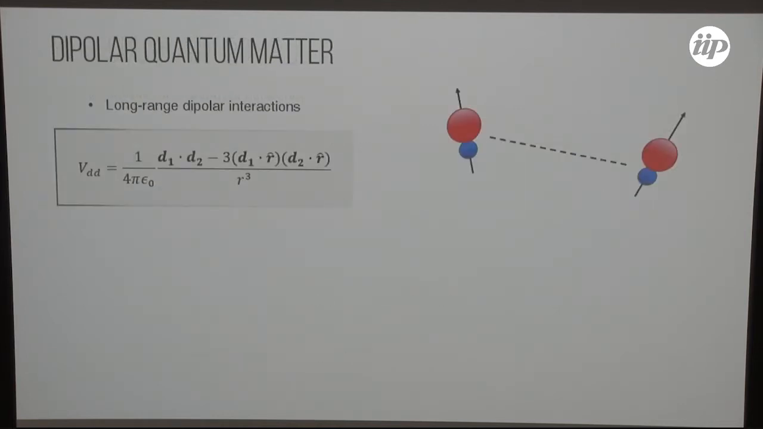All right. For the sake of this conference, polar molecules are interesting for the type of interaction that they have. So molecules can have a dipole moment if they are immersed in a biased electric field.